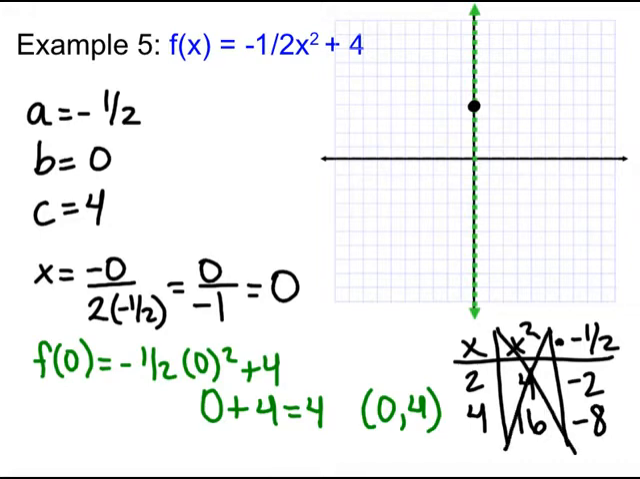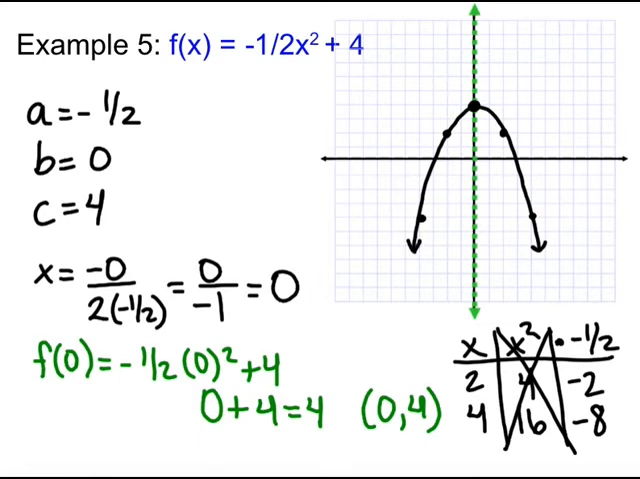So from my vertex, I'm going to go 2 right and 2 down. The benefit of using factors of the denominator is that sometimes it will give you nice, pretty, ordered pairs to plot. We're going to go 4, negative 8. We're going to reflect it and draw in our quadratic. In this case, it has a maximum.